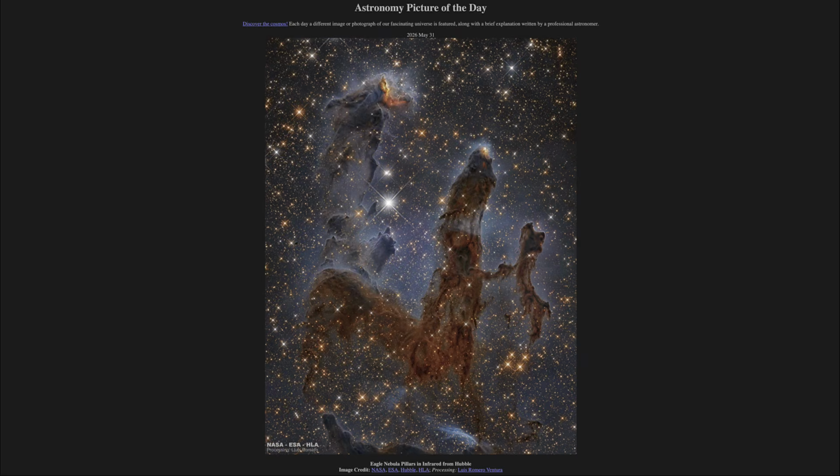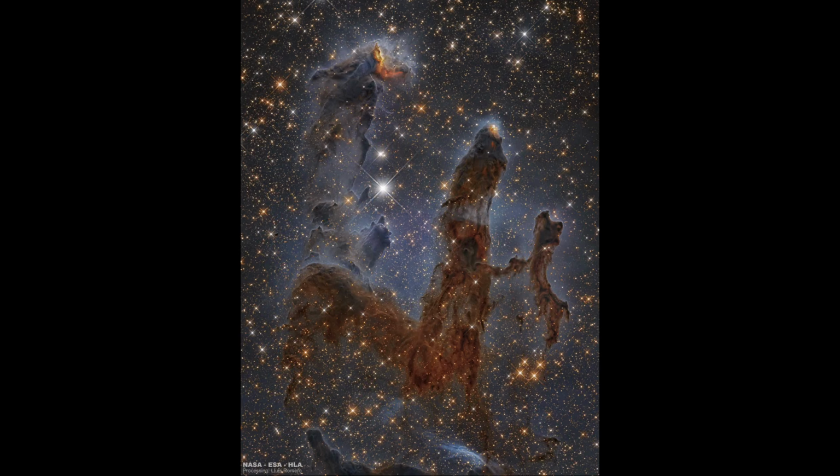Today's picture is titled Eagle Nebula Pillars in Infrared from Hubble. So, what do we see here? Well, here we see an image, sometimes also known as the Pillars of Creation. Now, it may look a little different if you're familiar with that image. That's because this is the same region, but instead of visible light, it is observed in the infrared.